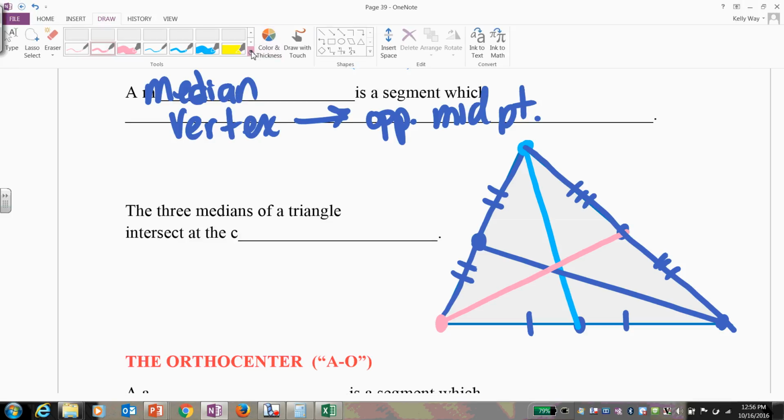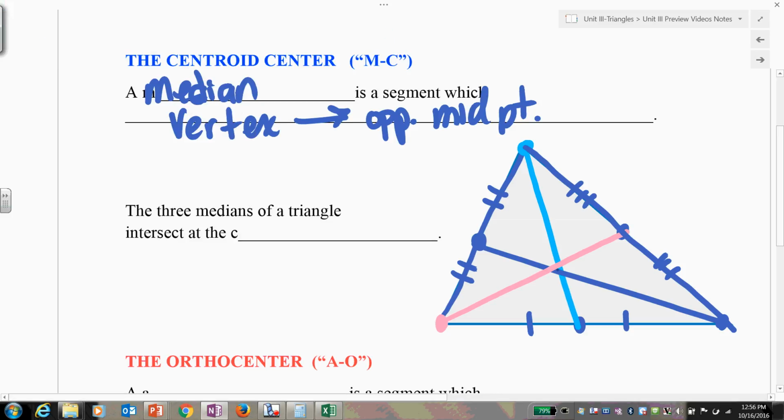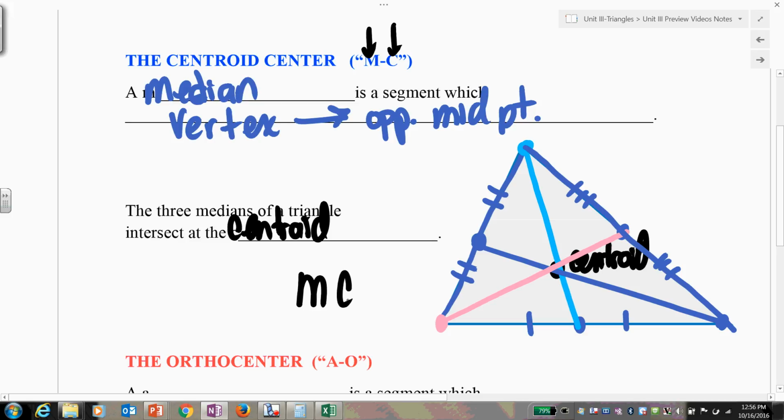The 3 medians cross at a certain point. That point is called a centroid. The way that I remember this is that the medians go with the centroid, I think MC, like MC Hammer, the rapper. MC. Median goes with the centroid. The intersection of the medians is a centroid.